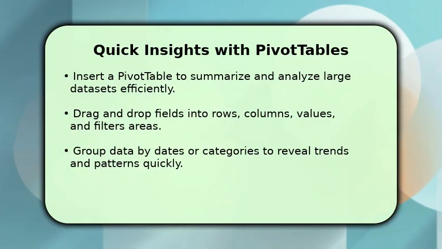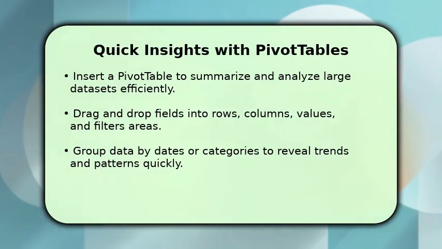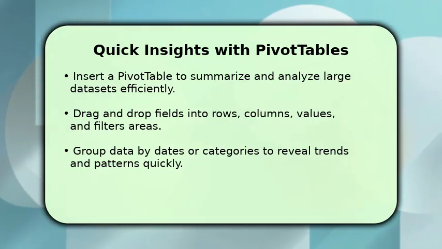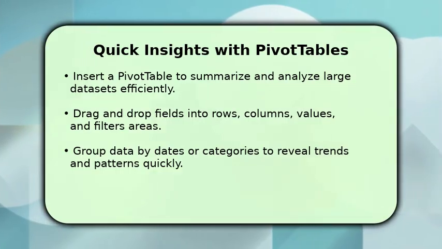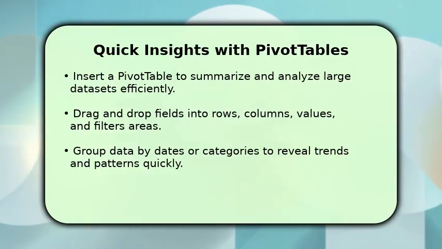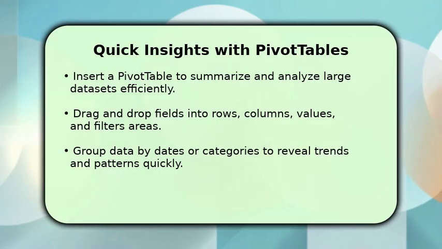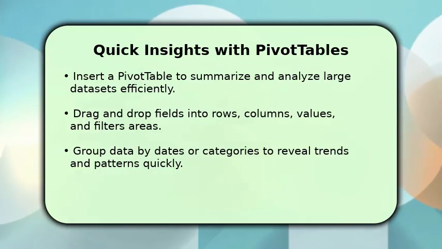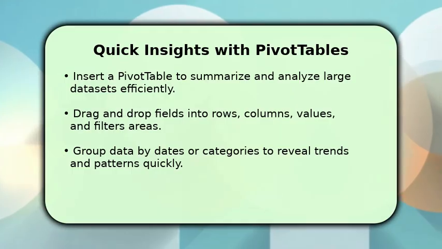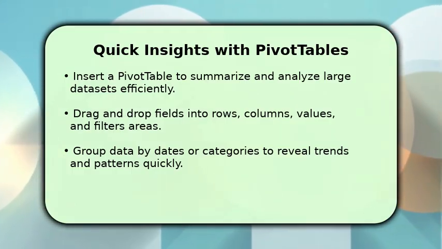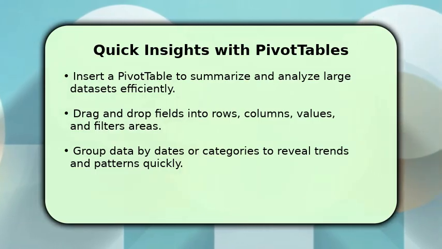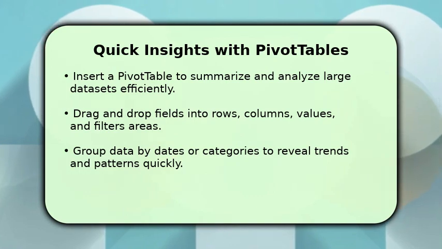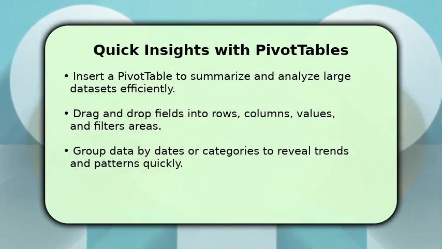For quick and flexible data summarization, pivot tables are indispensable. Select any cell within your data table, then go to the Insert tab and choose Pivot Table. You can then drag and drop your fields into the four areas: rows, columns, values, and filters. This allows you to instantly reorganize and aggregate your data, revealing trends and patterns that might otherwise be hidden. It's a fantastic tool for exploring your information from multiple perspectives.